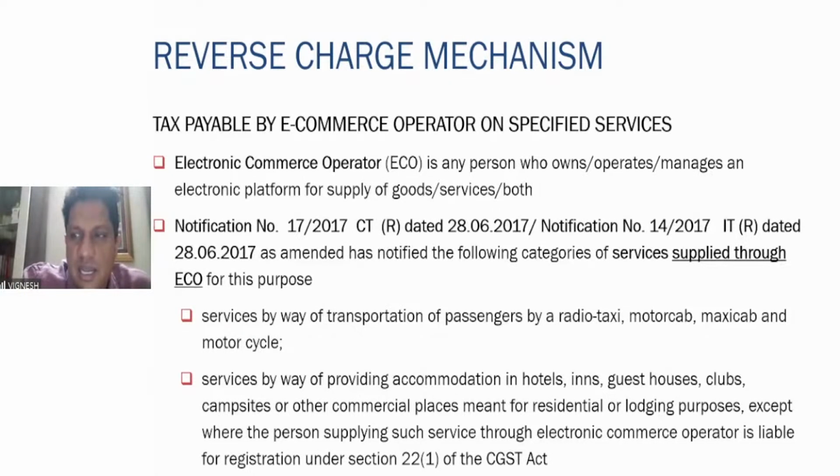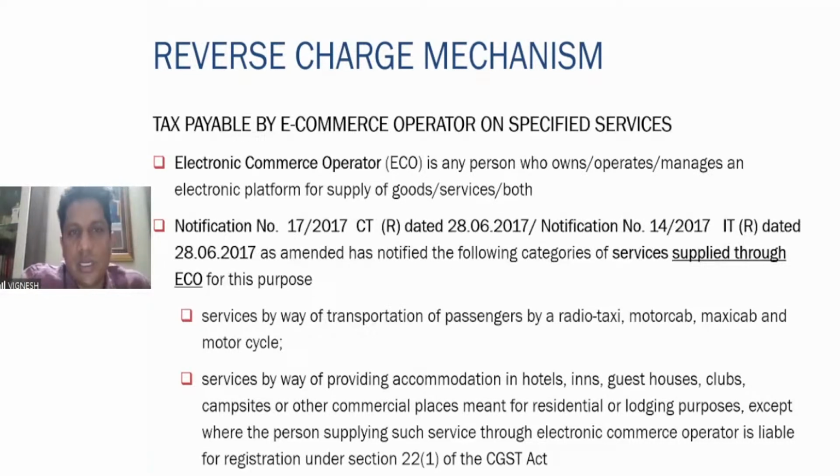Simple example, let us take Hotel Utsav. Utsav is the name of the hotel. Hotel Utsav is registered in Make My Trip and it provides the accommodation service to any person who is booking through Make My Trip. You can immediately see Hotel Utsav and book it. Hotel Utsav's turnover is 15 lakhs in the previous financial year. That means he is not required to be registered under GST. So he has put his hotel profile in the e-commerce operator. And here what is happening? The e-commerce operator will basically be the person who is liable to pay the GST.